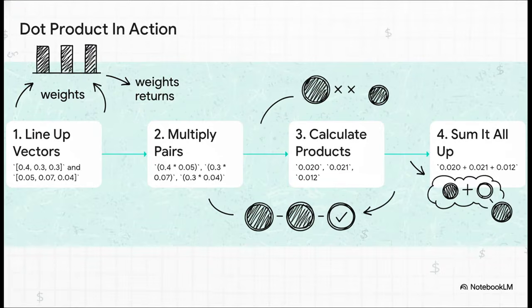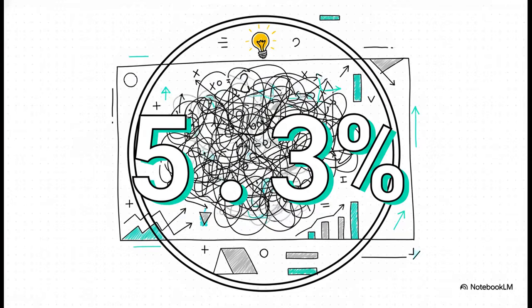Let's just walk through one right now. First, we line up our weights and returns vectors. Then we multiply the corresponding pairs. First weight times first return, second times second, third times third. That gives us 3 separate little products. And the final step, we just sum them all up. And there it is, 5.3%. That single number is the total weighted return of your entire portfolio for the day.